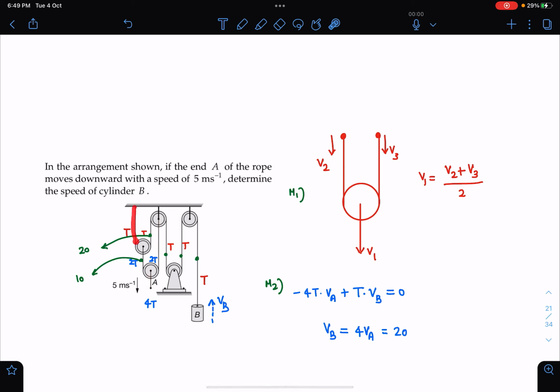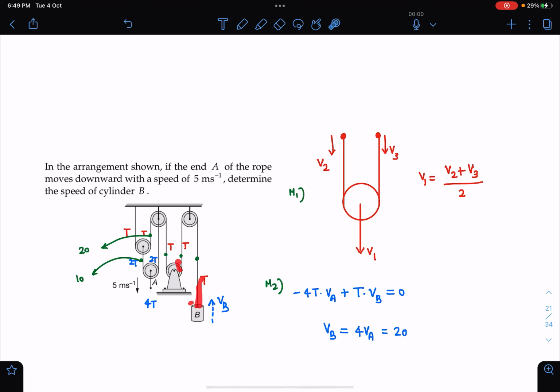Same thing I can do for this pulley also. This is moving down with 10. So in this situation I can say this is 0 because it is connected at the topmost part. So this will be double of this, so this will become 20 and all these are 20. So VB equal to 20 directly I can say, or I can use T dot V.